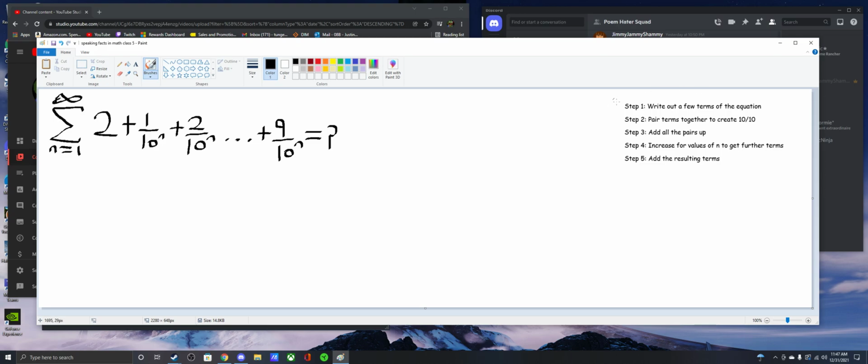We can write out a few terms of the equation, and as it reads, it's 1 over 10 to the power of n plus 2 over 10 to the power of n all the way to 9 over 10 to the power of n. N starts at 1, goes to infinity. So, when n equals 1, it's exactly just that. Just 1 over 10, 2 over 10, all the way to 9 over 10. But if you notice, we can pair up these terms to make 10 over 10. So let's do that.